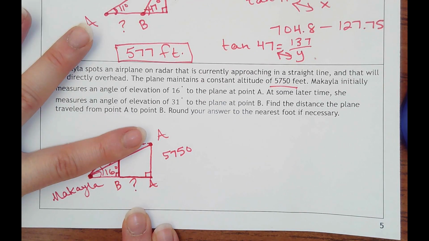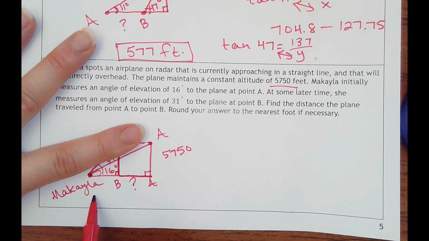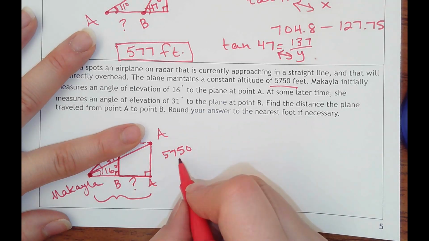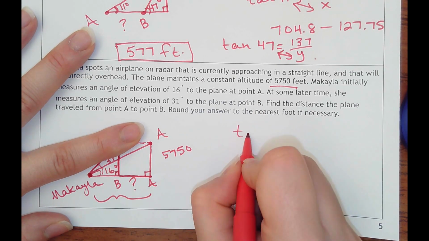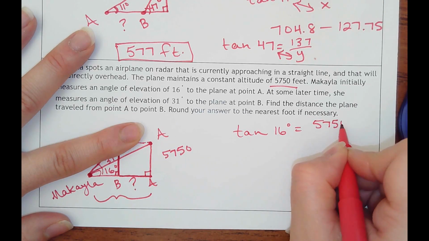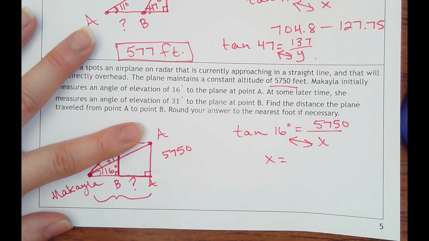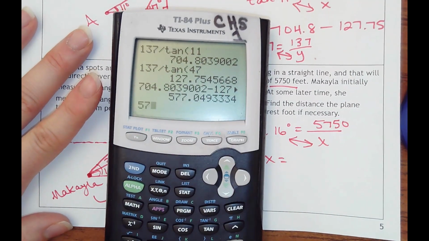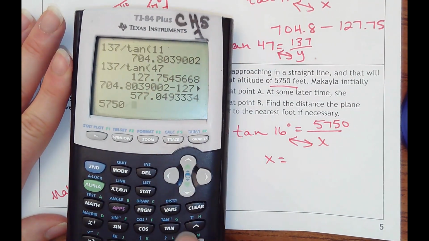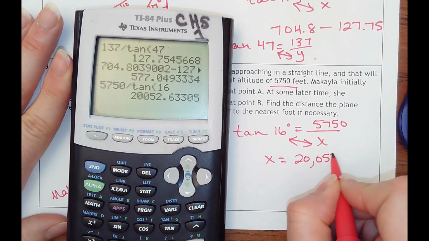If I use the first triangle I drew, I can find this whole distance from Michaela to where the plane started, the horizontal distance. So from 16, I've got opposite over adjacent again, that would be tangent of 16 degrees equals 5,750 over x. Swap, so x is going to be 5,750 divided by tangent of 16. That is 20,052.63.